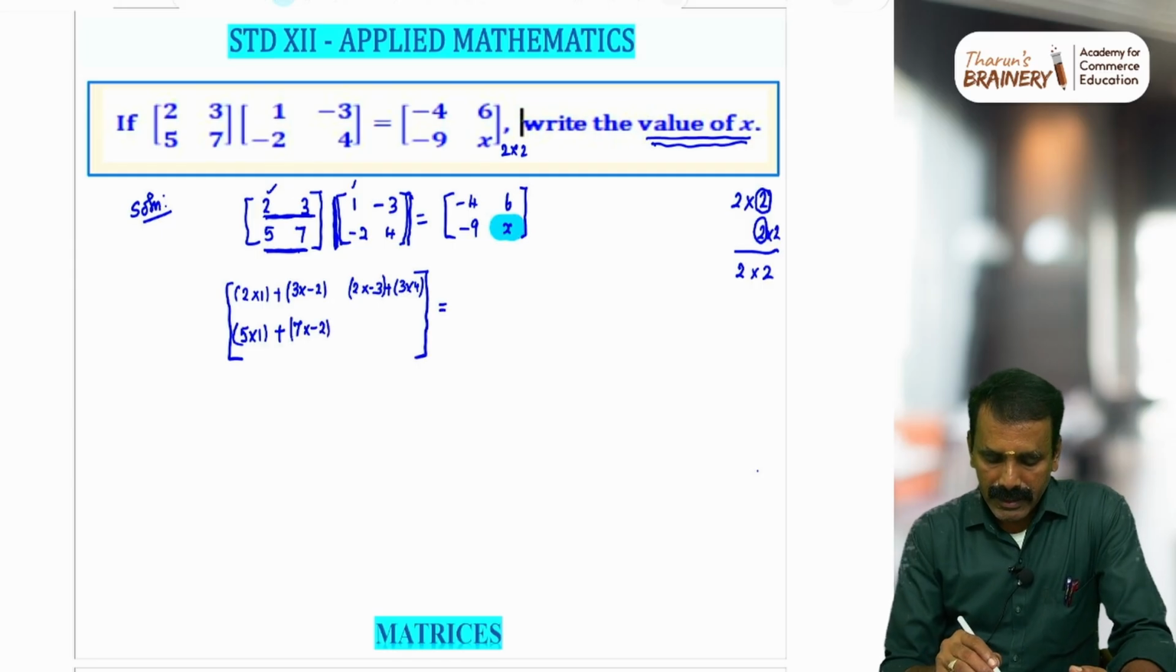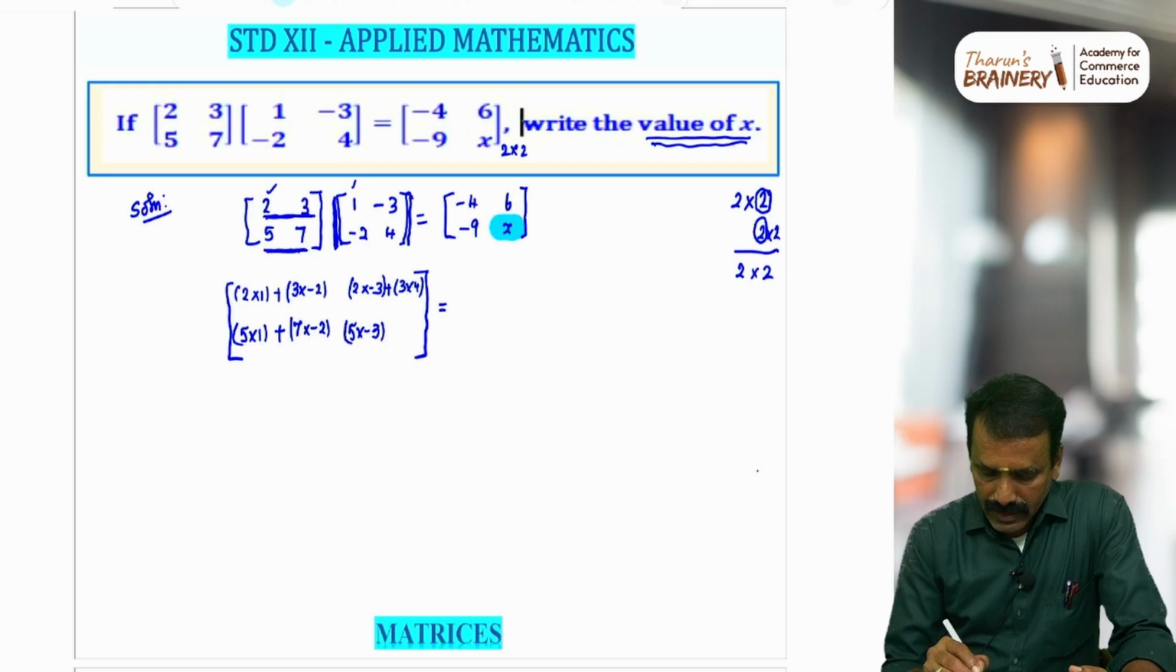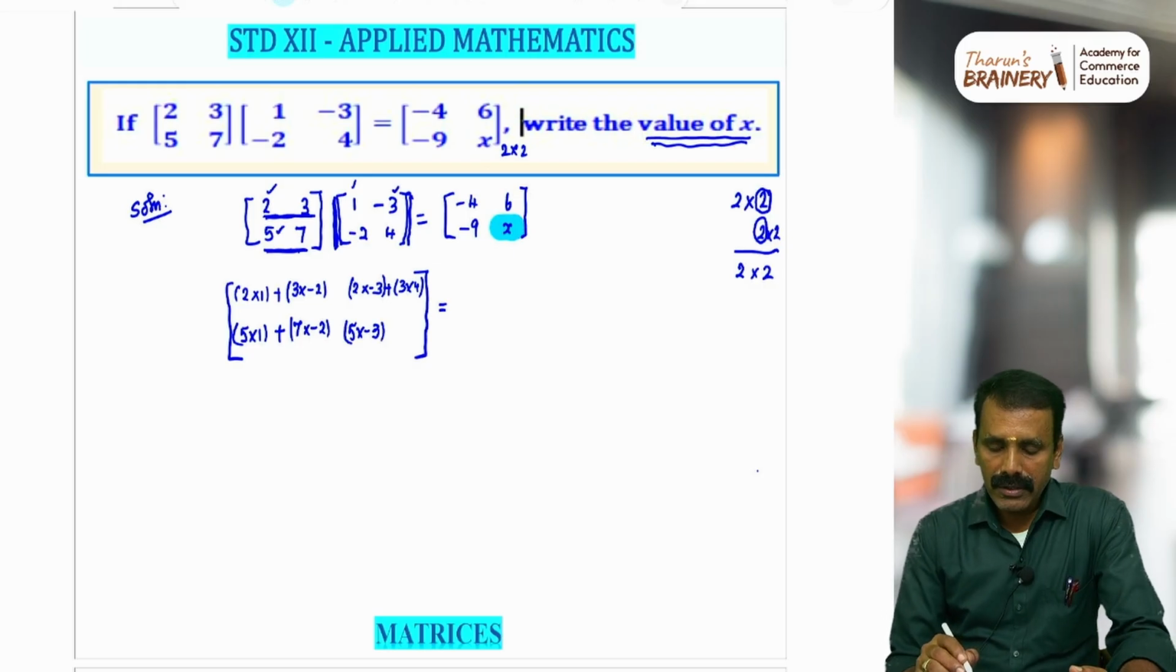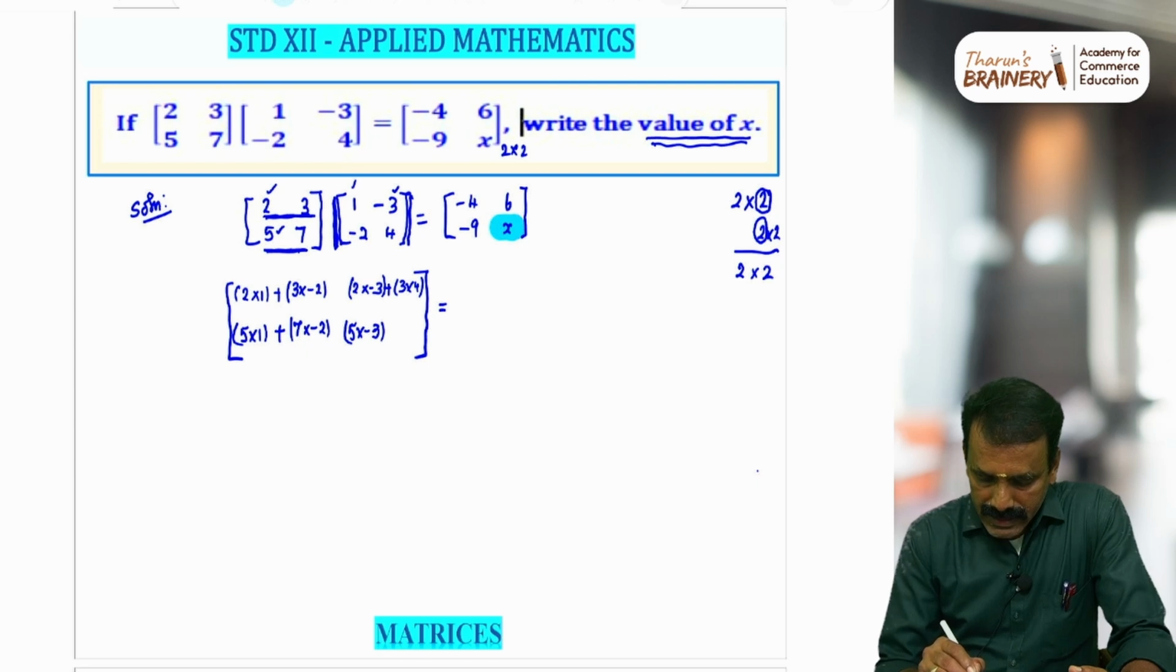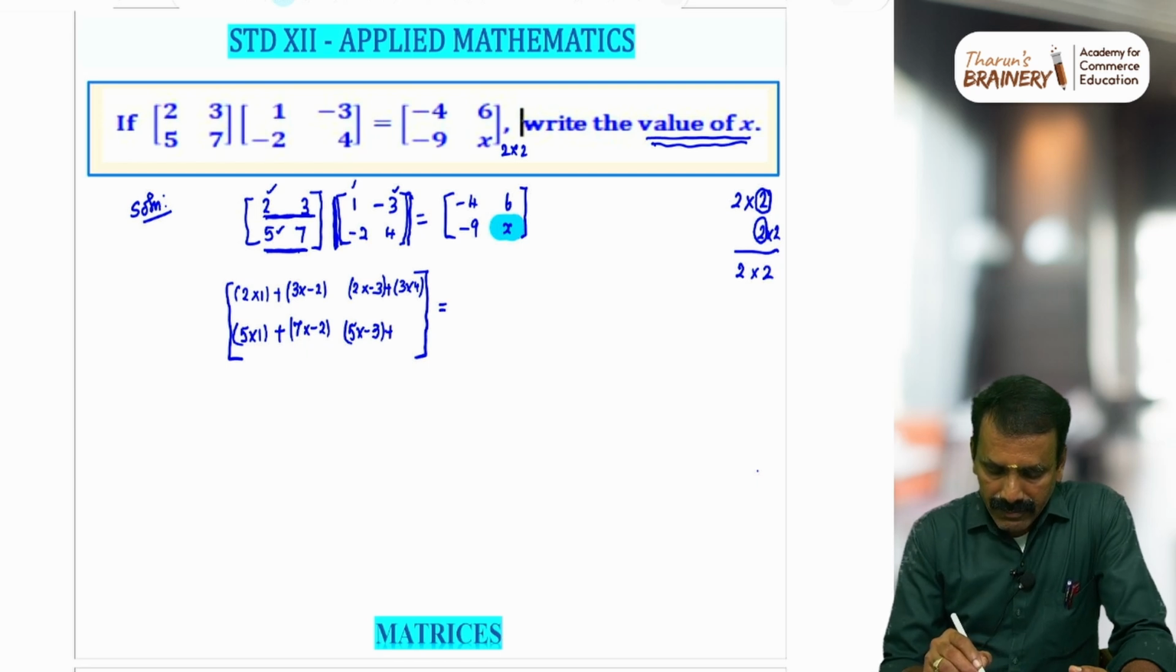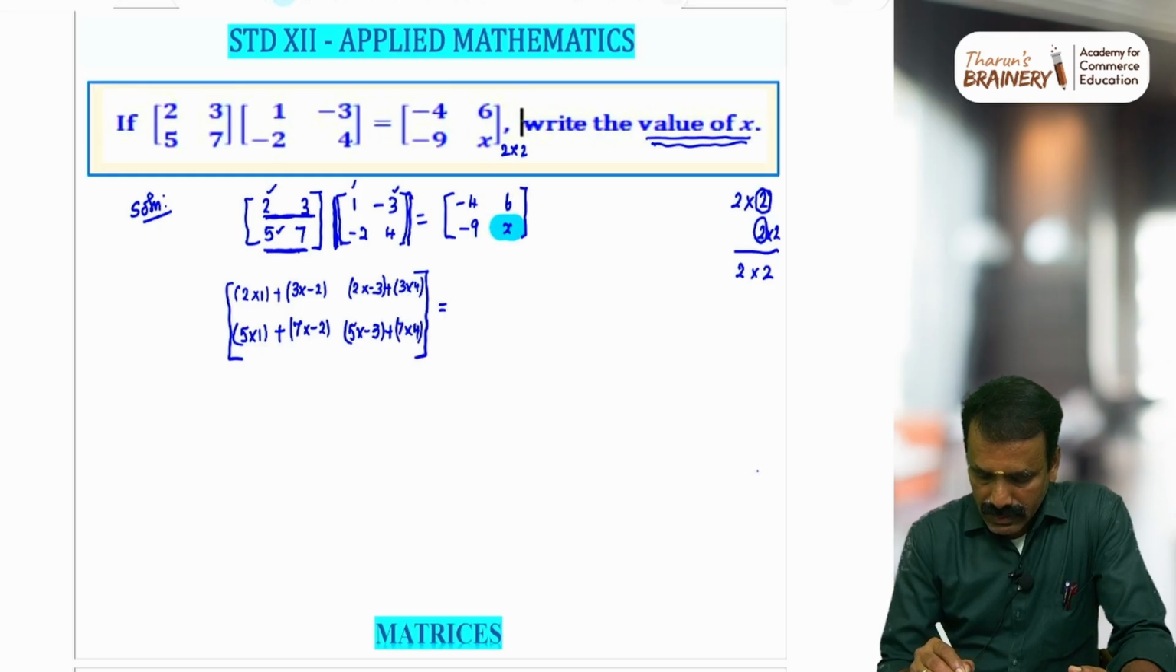Next we multiply second row, second column. So what is the answer we will get? The answer will be 5 into minus 3, first element multiplied with the first element. The order we have to maintain properly. Plus, after multiplying the first element, we move on to the second element, 7 into 4. 7 into 4, which is equal to minus 4, 6, minus 9, x.